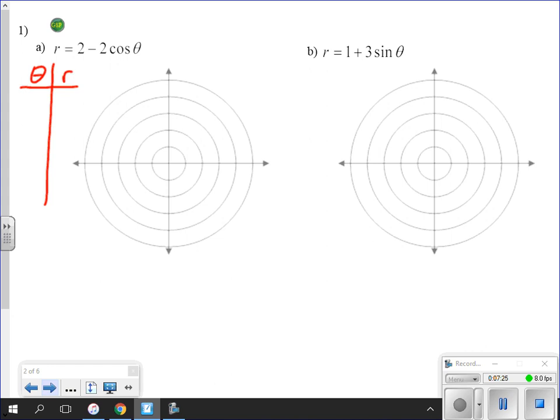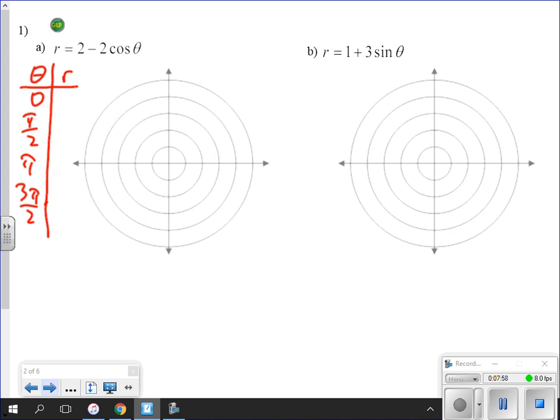Theta is your x value, r is your y value for your table: 0, pi over 2, pi, 3 pi over 2. And remember, you're plugging those values in for sine and cosine. They're going to be relatively simple values to figure out. They're all going to be 0, 1, or -1. For every single one of these for sine and cosine, you're either going to get 0, 1, or -1. So it's not that big a deal.